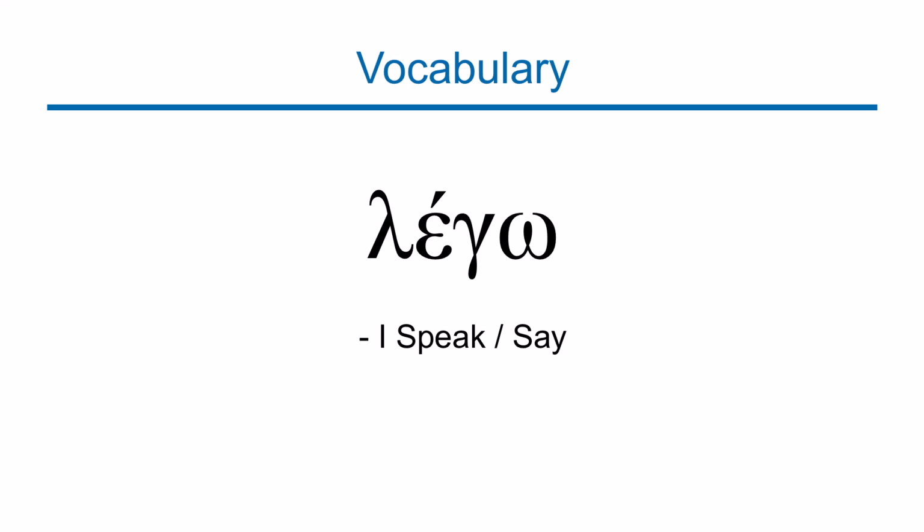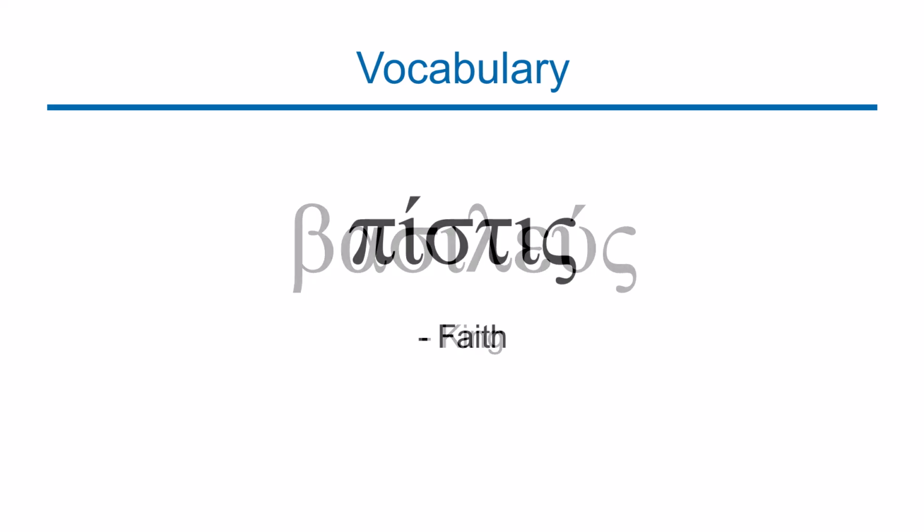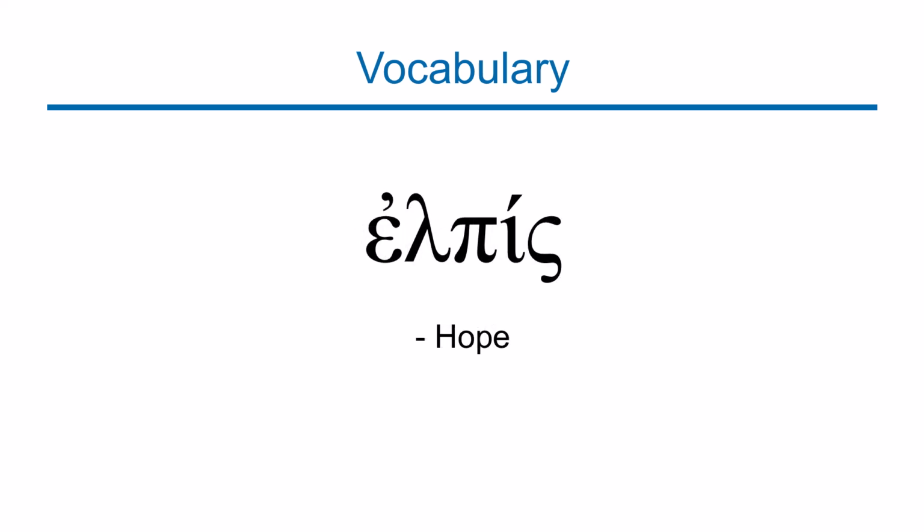Words that end with omega are verbs. So lego means I speak or I say. Then we have the word basileus. Basileus means king. This is where we get the word basileia, which means kingdom. Then we have the word pistis. Pistis means faith. Then we have the word elpis. Elpis means hope.